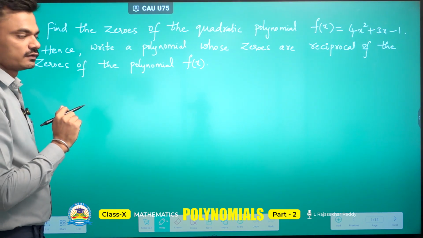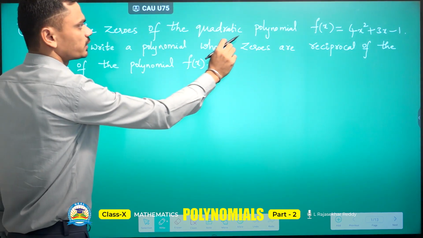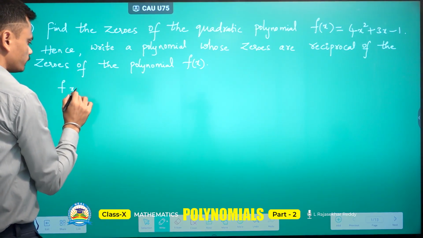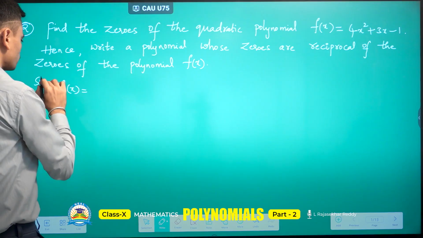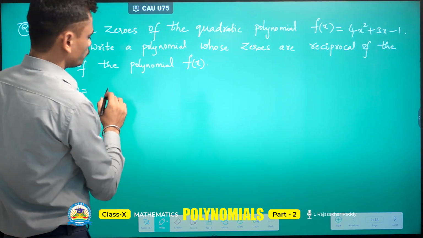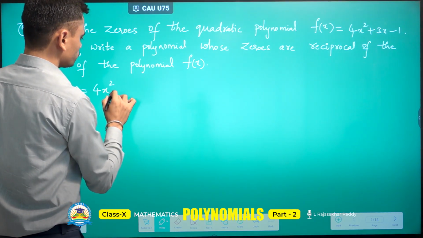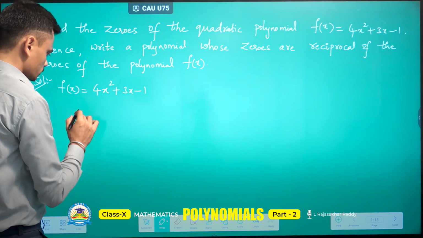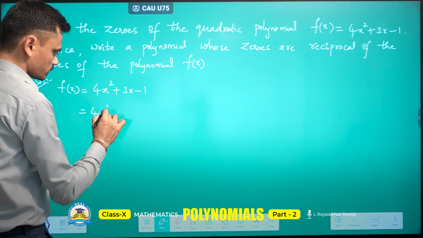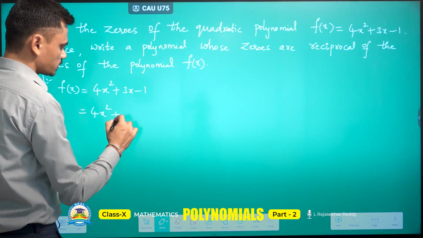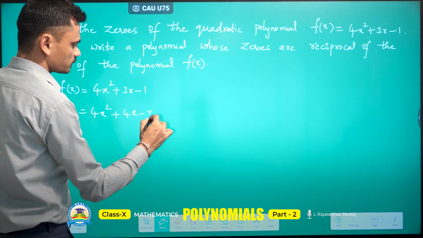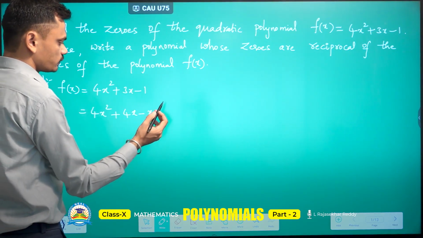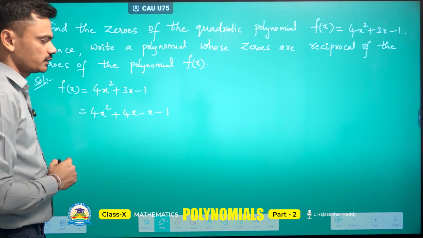So there are two questions in this. Find the zeros of the quadratic polynomial. So let us find that. f(x) = 4x² + 3x - 1. Here, in place of 3x you can take 4x - x, because the product is 4 into -1, which is -4. So we get 4x² + 4x - x - 1.